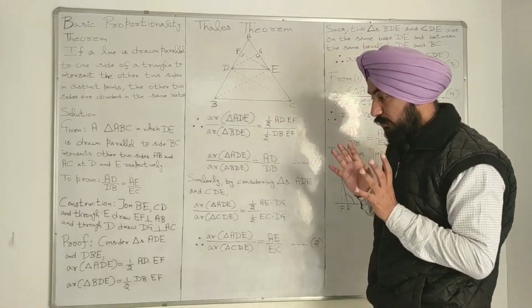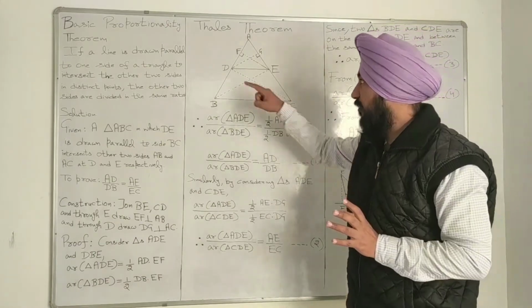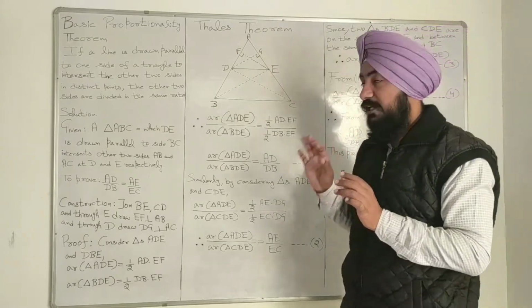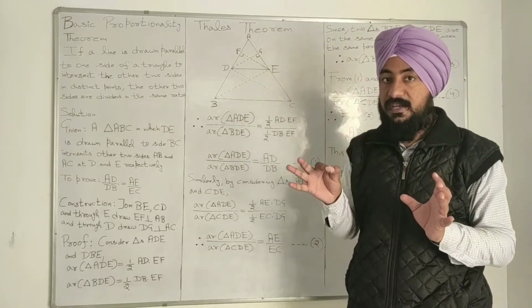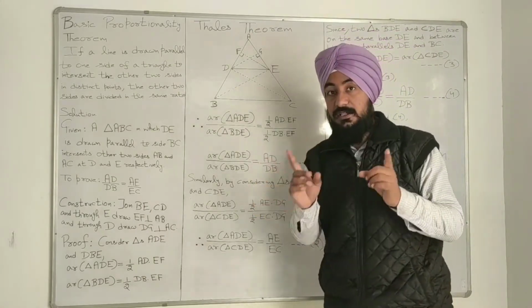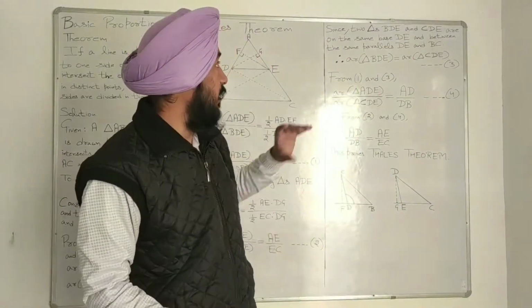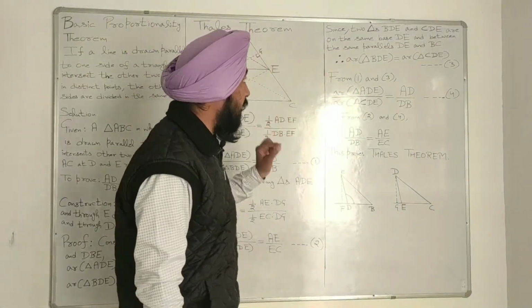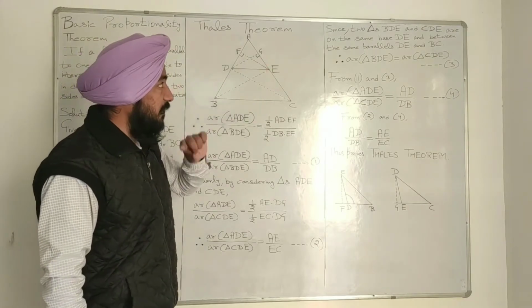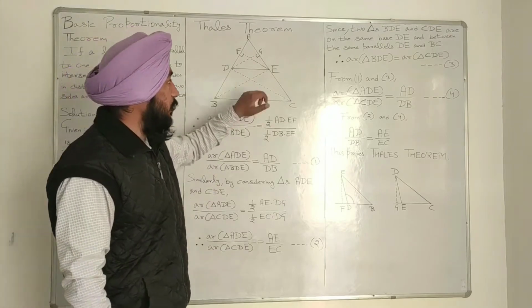So using the property of triangles, I can say the area of triangle DBE is equal to the area of triangle CDE. The property is that if two triangles are on the same base and between the same parallel lines, then their areas are equal. I have written that property here. Since two triangles BDE and CDE are on the same base DE and between the same parallels DE and BC, therefore area of triangle BDE is equal to area of triangle CDE.